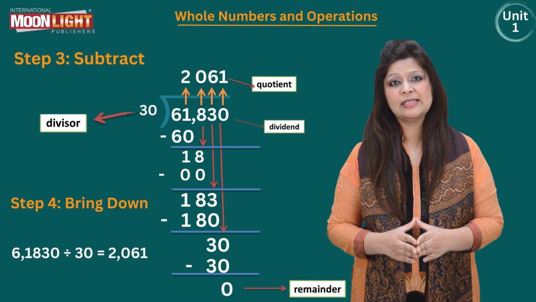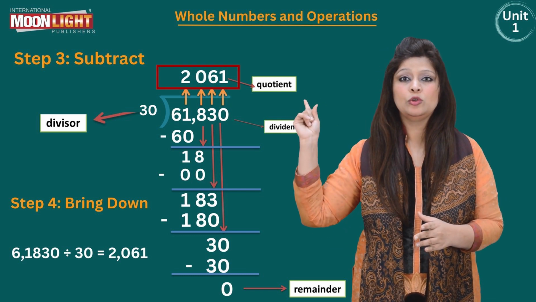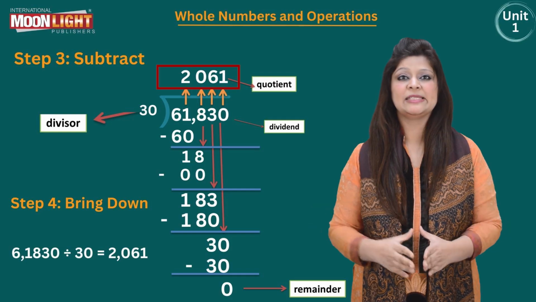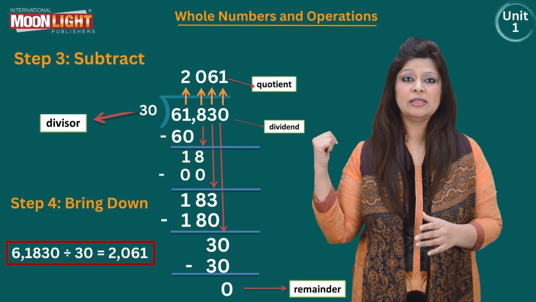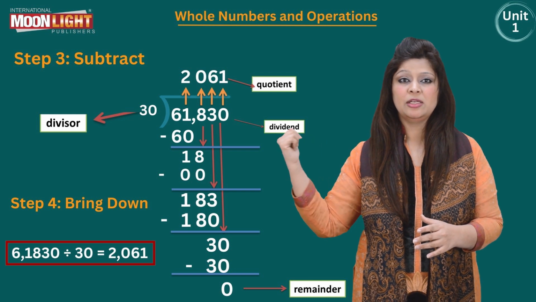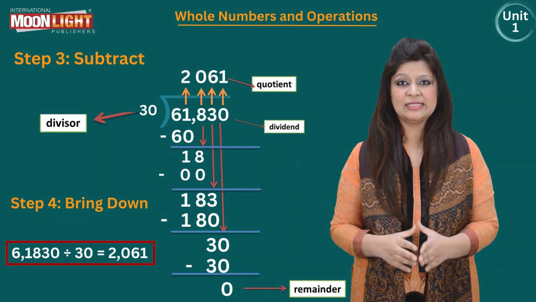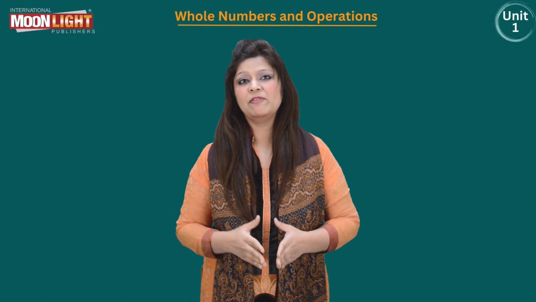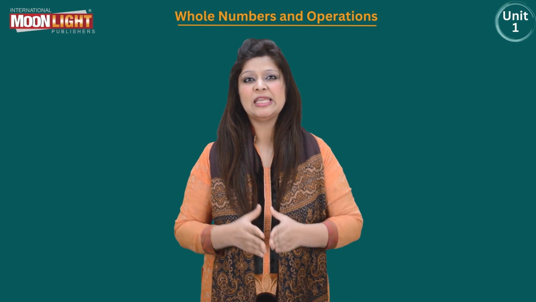So in this example, what is the answer? Yes, the answer is 2061. I will write down the answer like this: 61,830 divided by 30 is equal to 2061. In this way we are going to solve questions in an interesting and easy way.